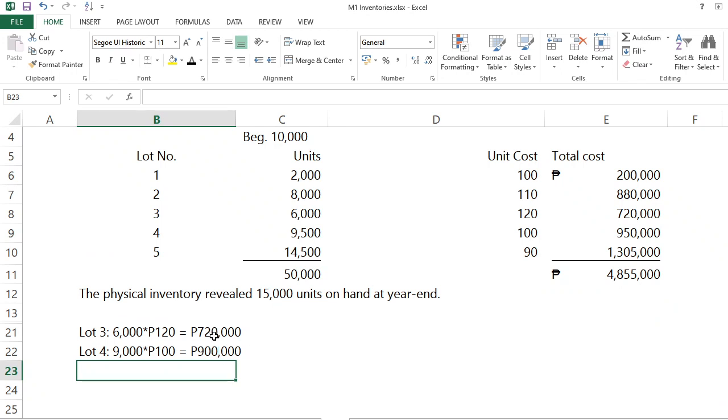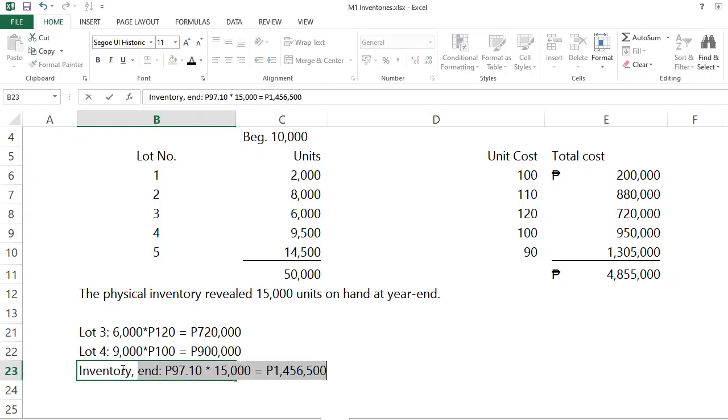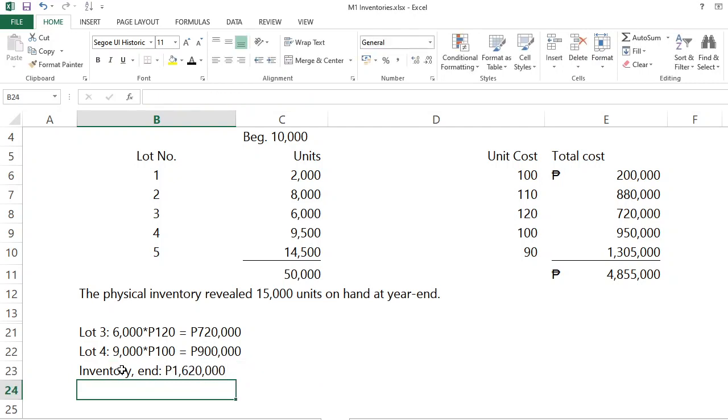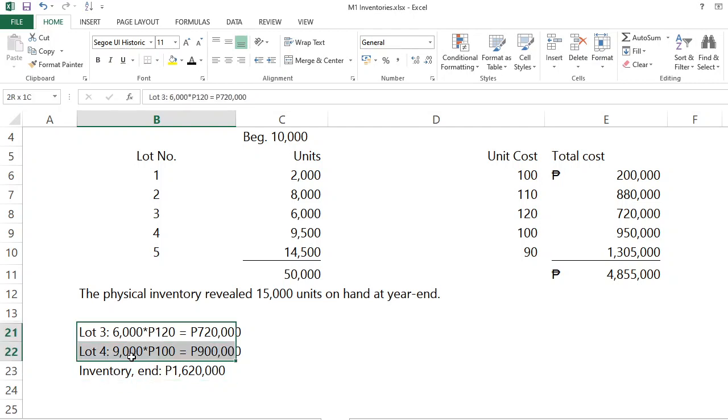So I believe this is 720 plus 900. That's 1.62 million, right? So your total inventory end, that is 1,620. So gi-add lang nato ang duha ka category. So mao ni siya ang nabilin. So kung mao ni ang nabilin, unsa nga items ang nabaligya?